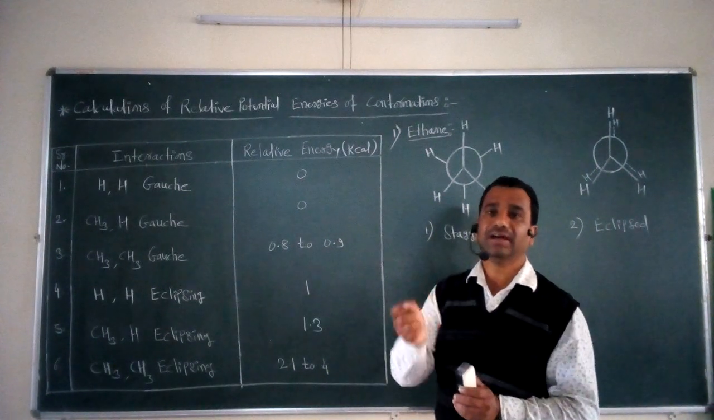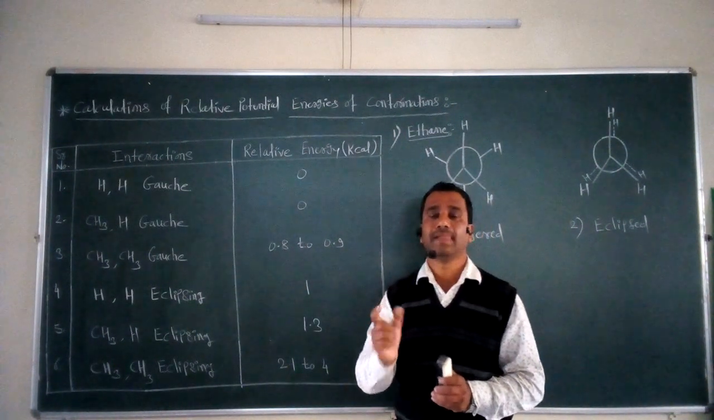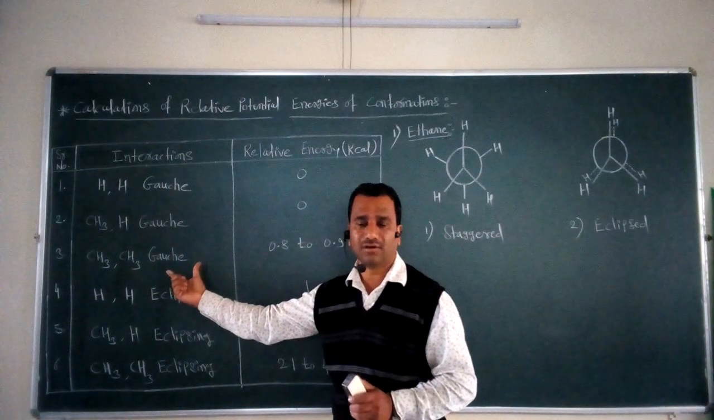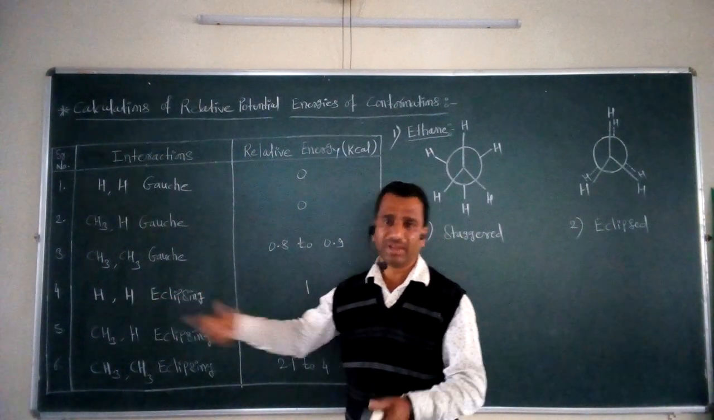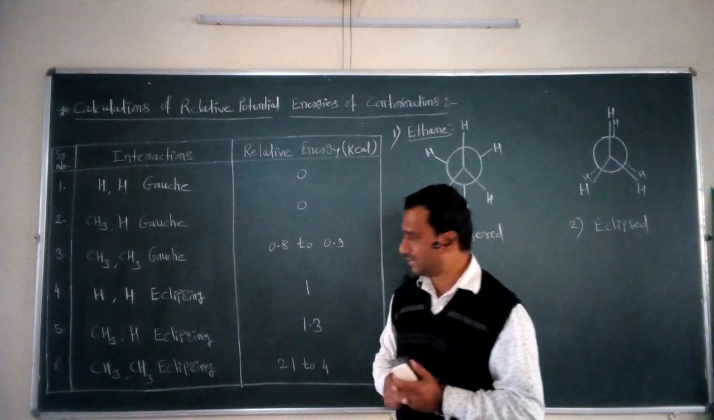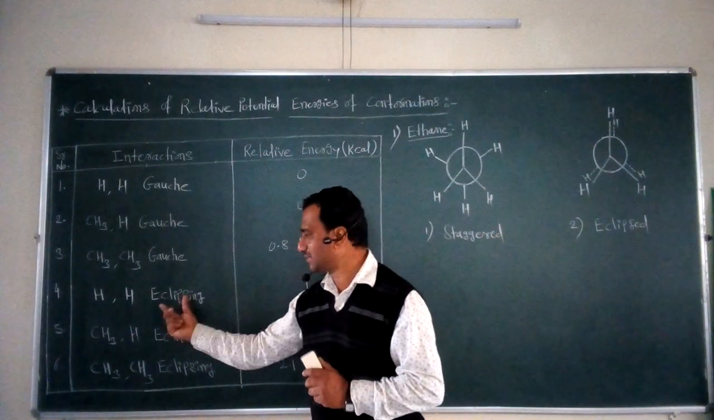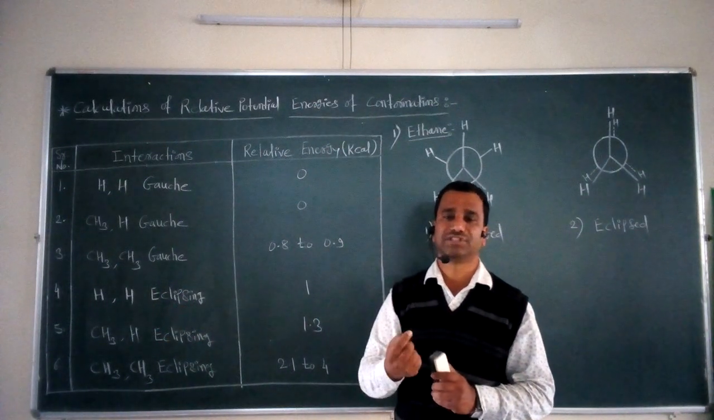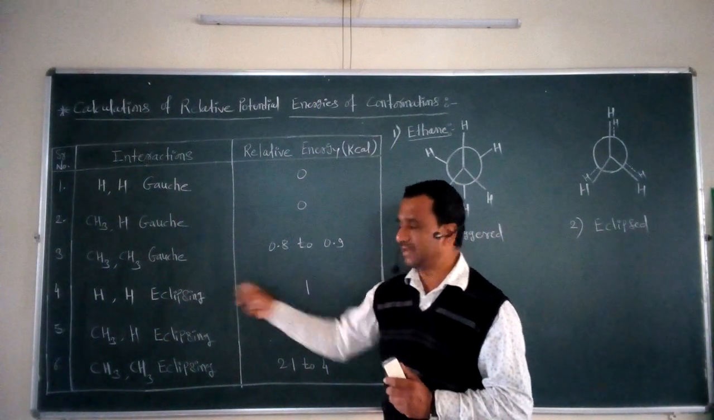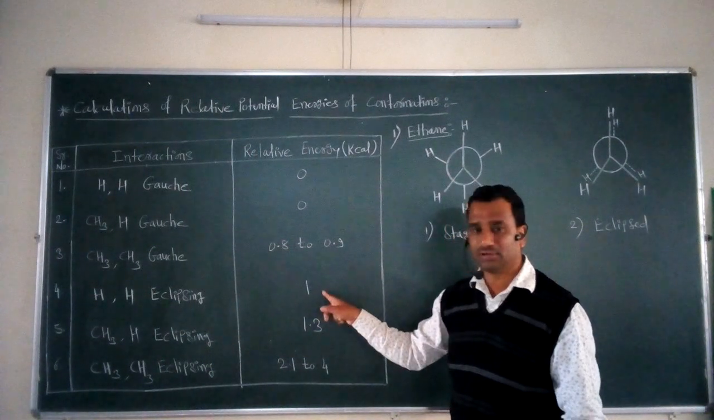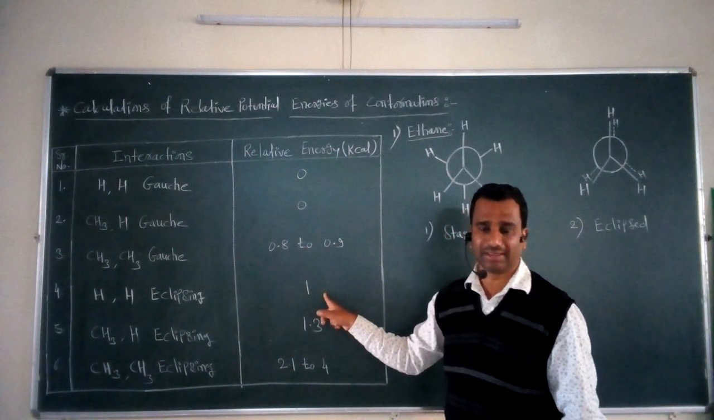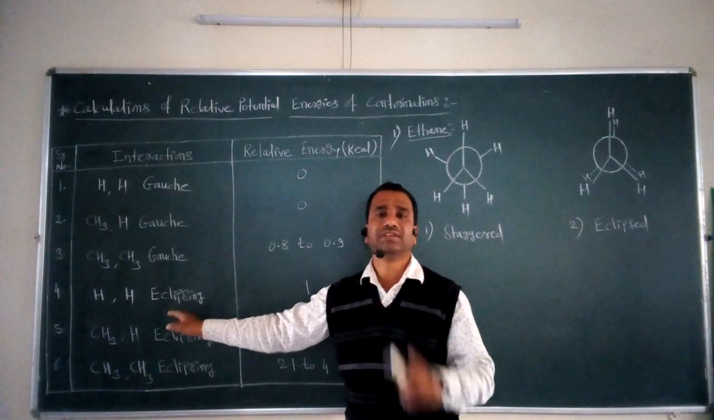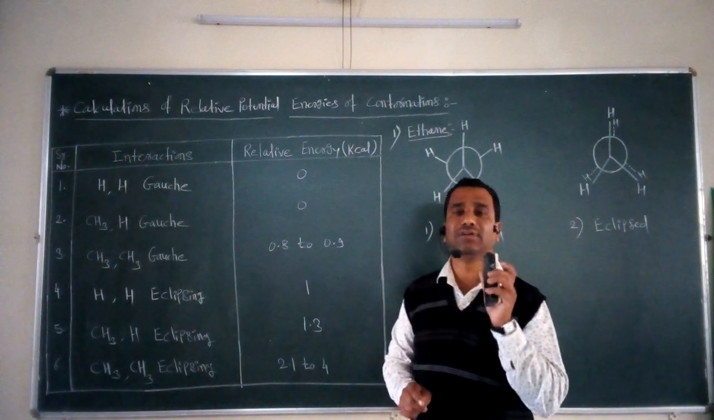So we have to take that relative energy when two methyl groups are present at the gauche position, or show gauche interactions. The next important interaction is when two hydrogen atoms are present at the eclipsed position. At that time we have to take the relative energy magnitude equal to 1 kilocalorie. For each eclipsing hydrogen interaction we take 1 kilocalorie as the relative energy.